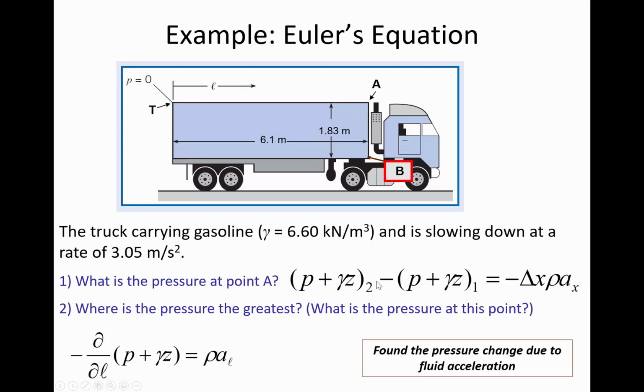So PA minus PT is equal to minus delta X. Now delta X is how far apart they are in a horizontal distance, and you can see that the dimension says it's 6.1 meters. The density of the gasoline, you'll have to calculate that because you're only given the unit weight. I didn't yet give you directly the density, but I think you can probably figure out how to calculate the density of the gasoline, and then acceleration in X.